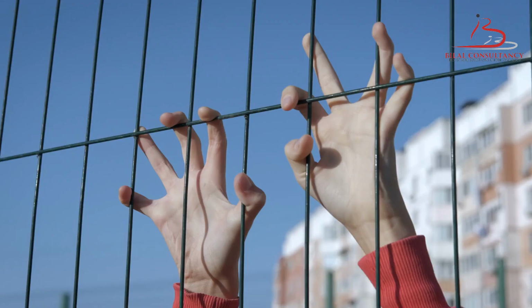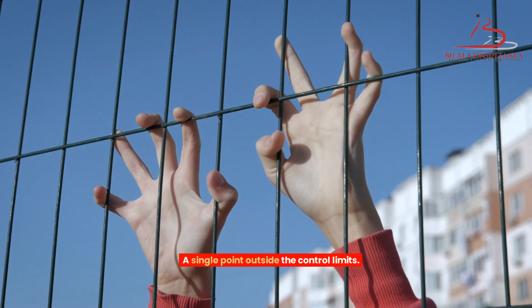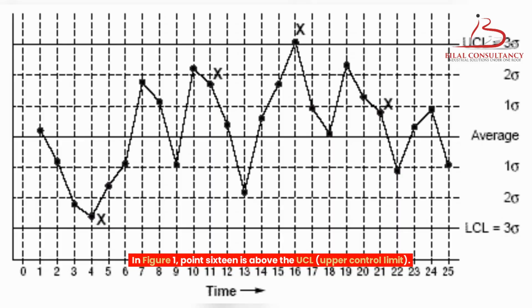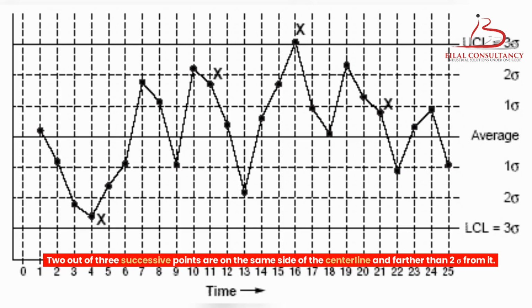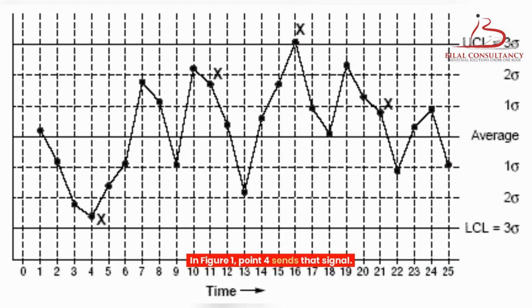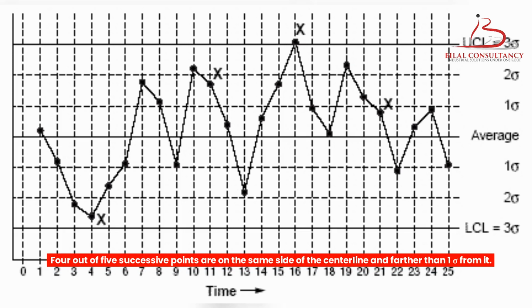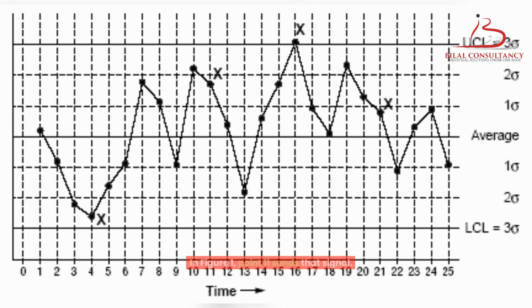Out-of-control signals. A single point outside the control limits. In Figure 1, point 16 is above the UCL, upper control limit. 2 out of 3 successive points are on the same side of the center line and farther than 2 sigma from it. In Figure 1, point 4 sends that signal. 4 out of 5 successive points are on the same side of the center line and farther than 1 sigma from it. In Figure 1, point 11 sends that signal.